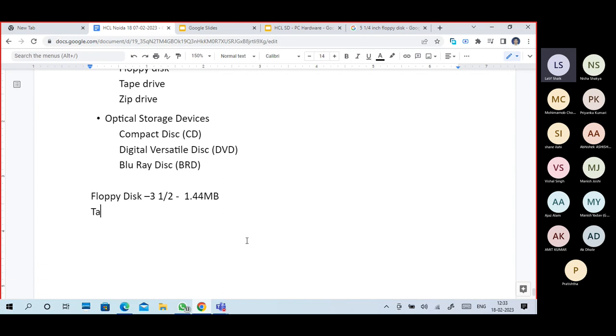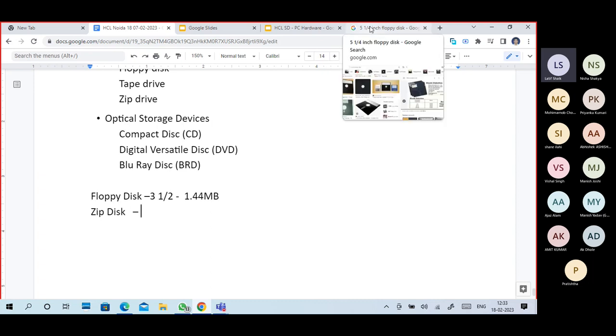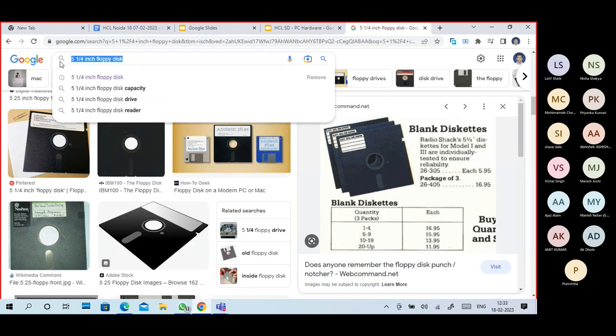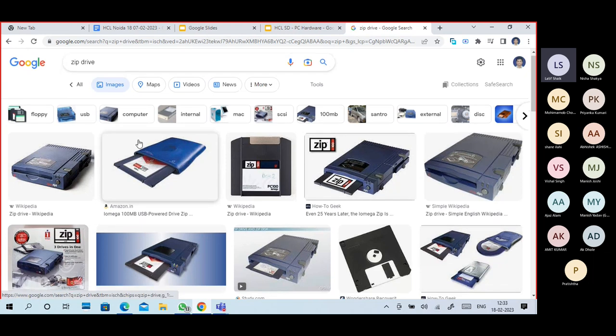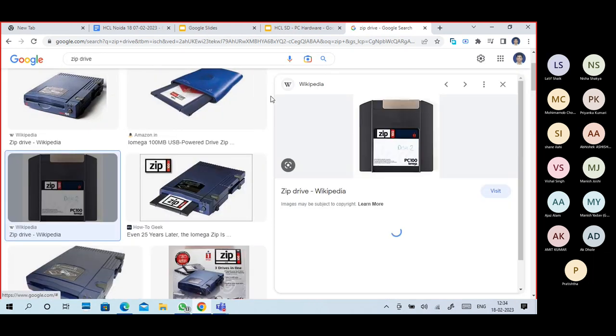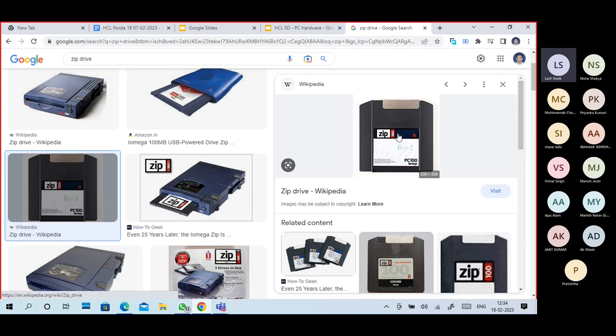Next one is zip drives, which we are not using now. These two are not used now. The zip drives come in different sizes, guys. Zip drives actually store big size data. Zip drives are used to store big size data compared to a floppy disk, usually to install, back up and restore your system.